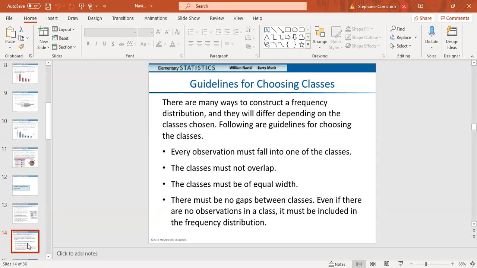Secondly, the classes cannot overlap. So you can't have from 0 to 4 and then from 4 to 8, because if I have the data point 4, which one do I put it in? The 0 to 4 group or the 4 to 8 group? So you cannot have overlap. You do need to have equal width. So you can't do 0 to 4 and then 5 to 12 and then 13 to 14. You can't make them all different sizes. And we don't need gaps. Even if there's not anything in that category, you still have to include it and just show that there is nothing slated in that particular group, okay?